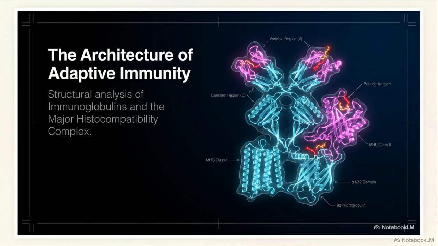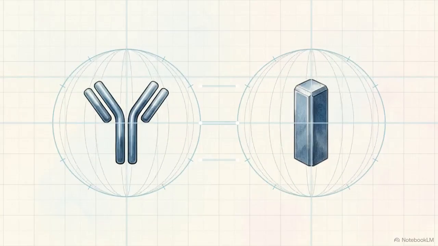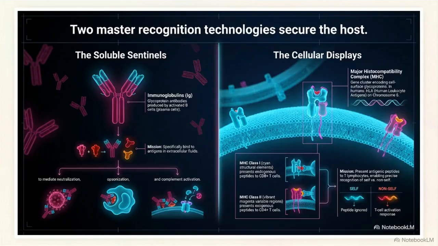To understand how this network functions, we have to perform a structural analysis of the two master biomolecules that make it possible: immunoglobulins and the major histocompatibility complex. Mastering the physical architecture of these two molecules is the only way to map how the body accurately distinguishes its own tissue from a foreign invader, preventing total biological collapse. This graphic illustrates the dual hardware model that secures the host.